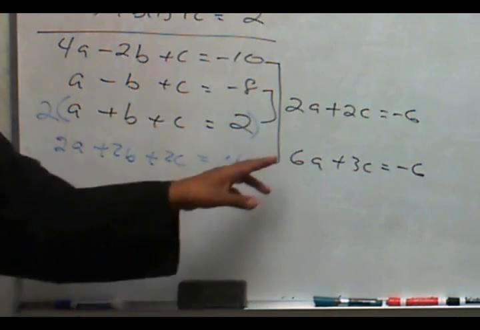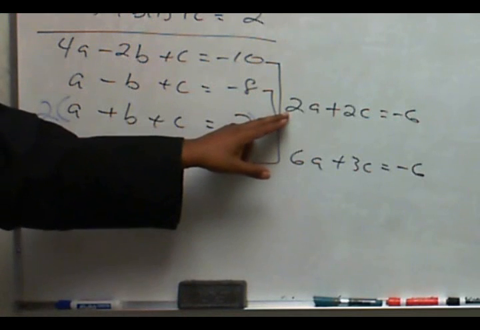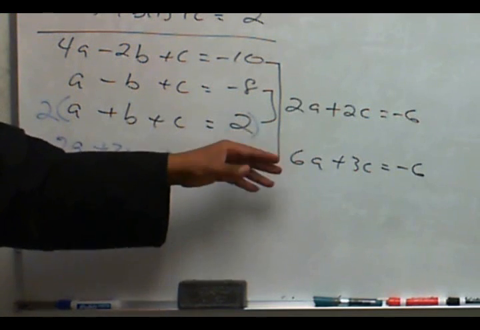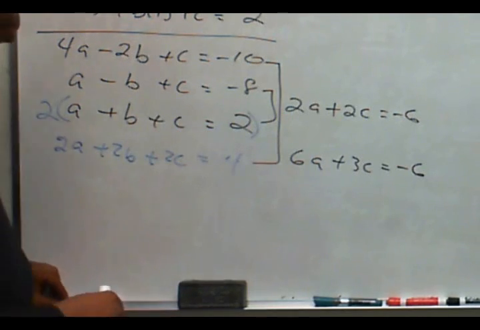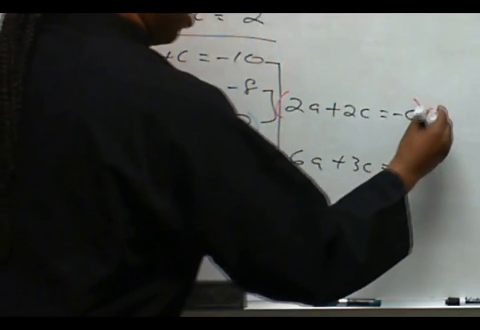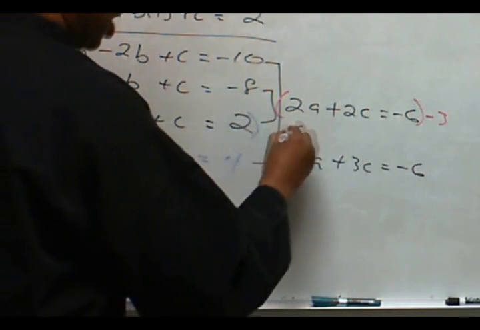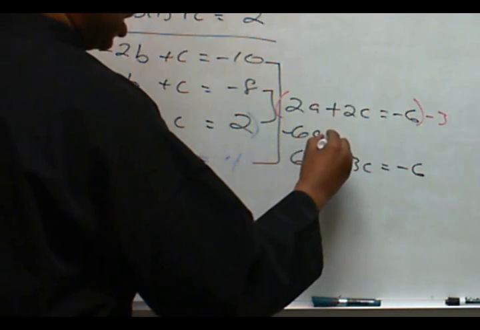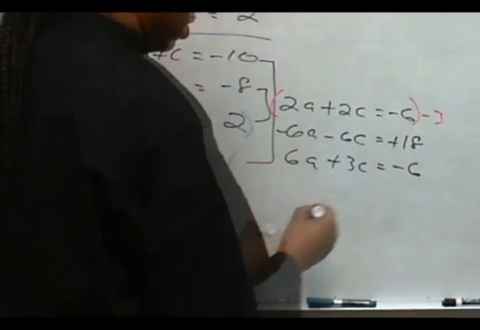Okay, now I have a's and c's. I want to eliminate my a's. I have a 2a here and a 6a here. The common factor would be 6. So I'm going to multiply this by a -3. Let's multiply everything by -3. And that'll give me a -6a, a -6c, a positive 18.